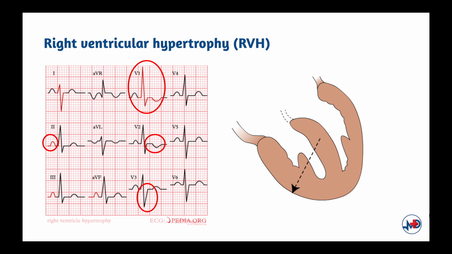Among other supporting criteria you want to look at would be right atrial enlargement or P pulmonale, right ventricular strain pattern, which is ST depression or T wave inversion in the right precordial leads and inferior leads, deep S waves in the lateral leads, and right bundle branch block, which could be complete or incomplete.